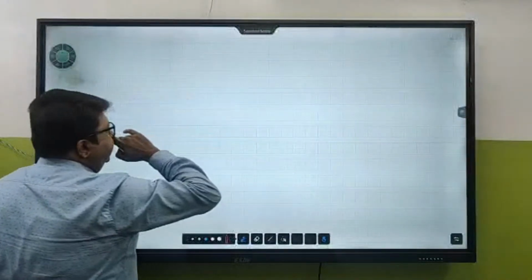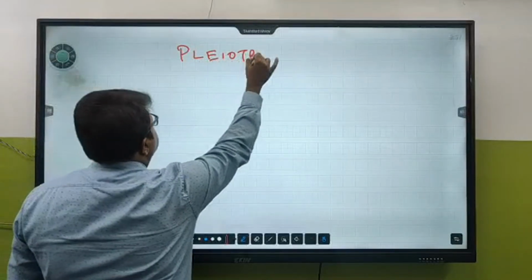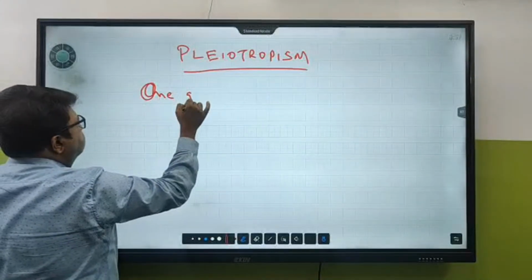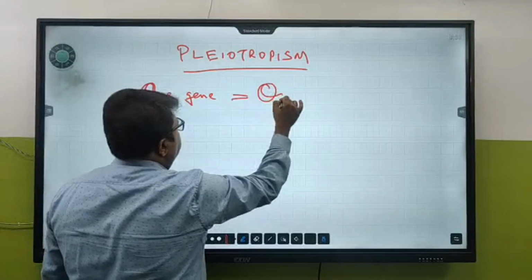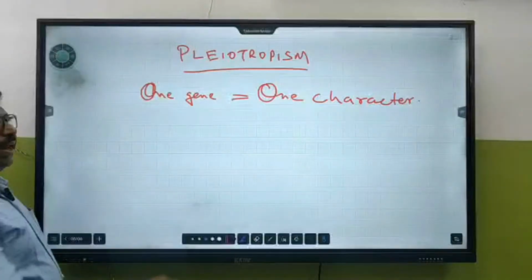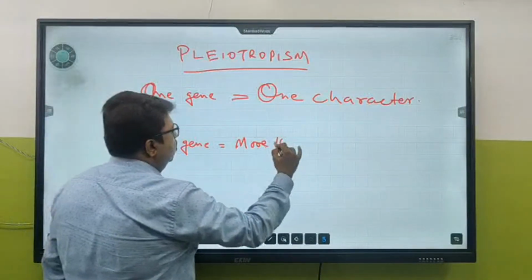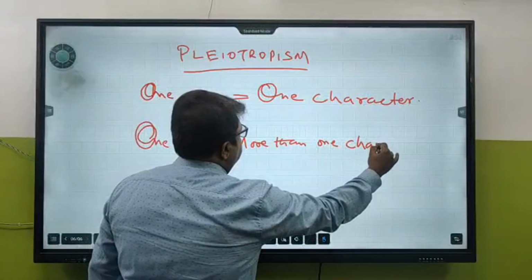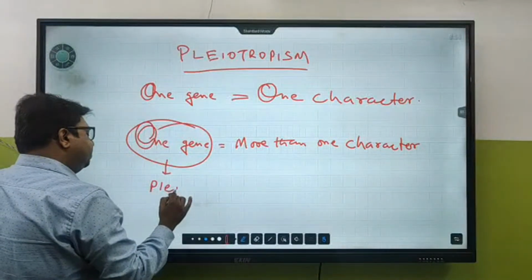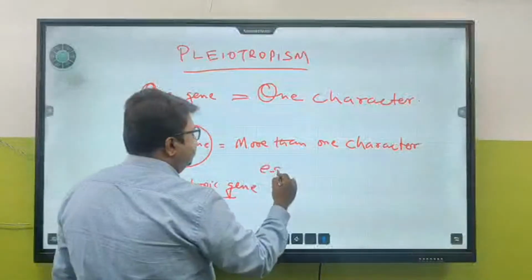Let's get to the next term, and the next one is called pleiotropism. What is pleiotropism? Normally, one gene expresses for only one character. But when one gene expresses for more than one character, it is called a pleiotropic gene. What will we call this gene? A pleiotropic gene. The best example of this is sickle cell anemia.